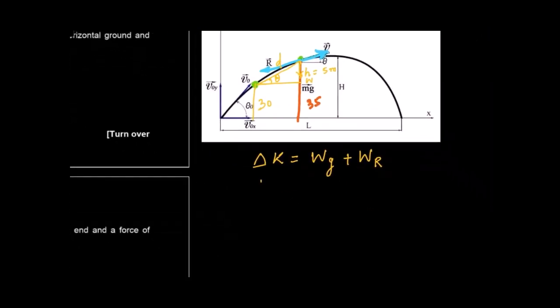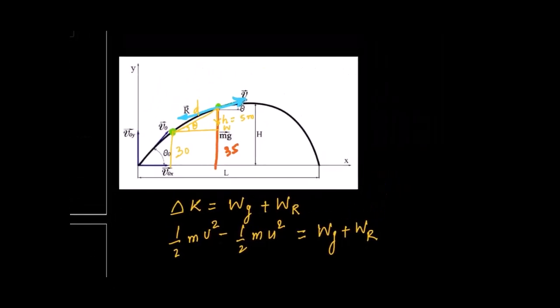So what is the change in kinetic energy? Change in kinetic energy is half m v square, where v is the final velocity, minus half m u square, where u is the initial velocity. This is equal to the work done by the gravitational force, Wg, plus Wr. The gravitational force acts in this direction, mg, and the displacement is in this direction, d. This is angle theta, so this is angle 90.